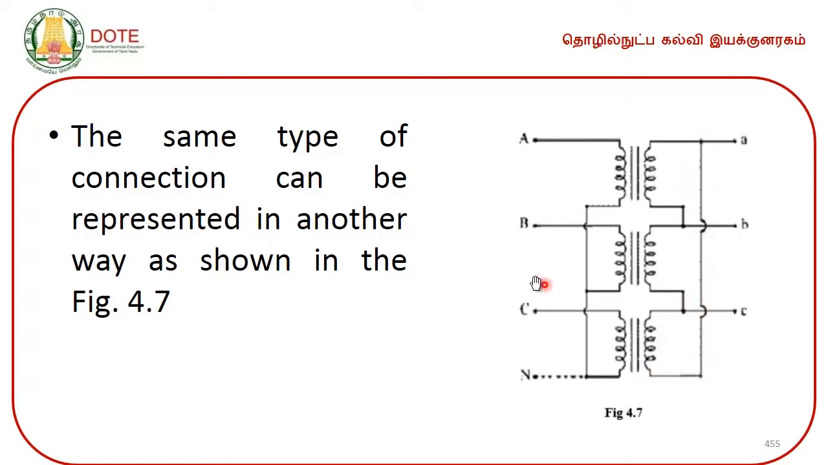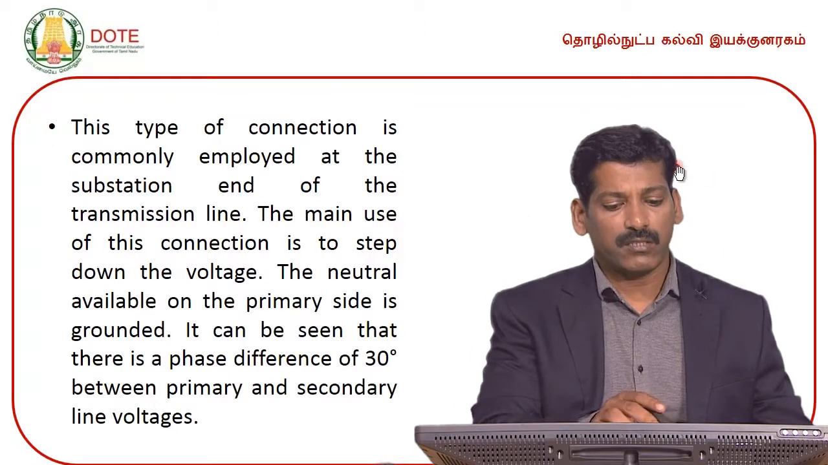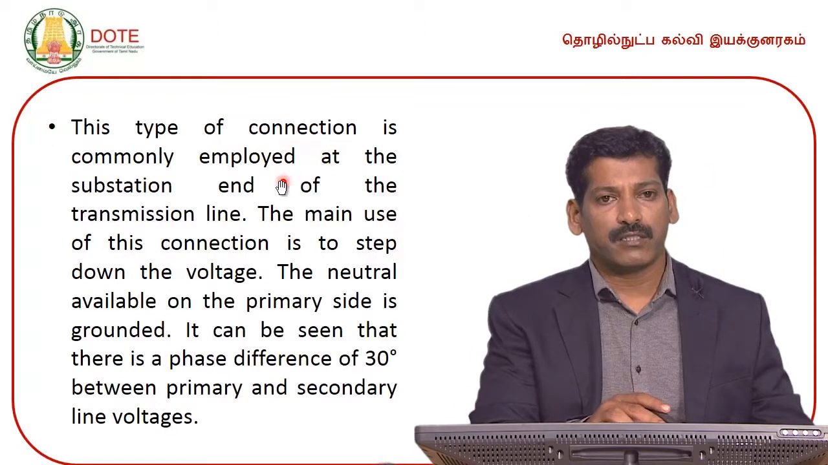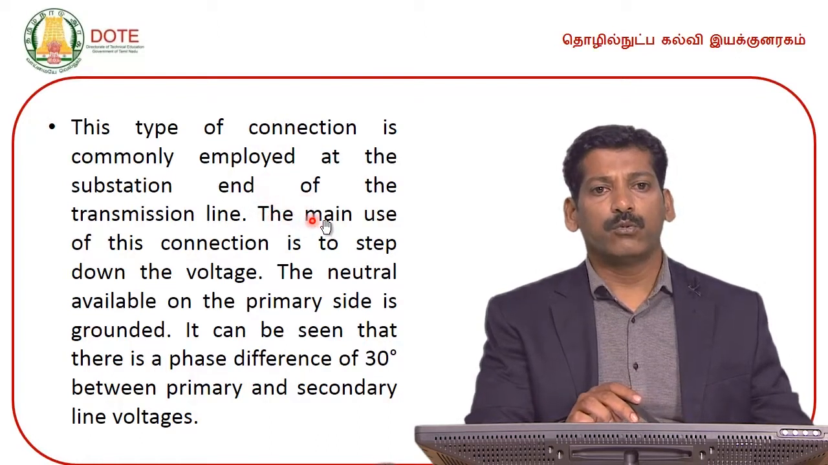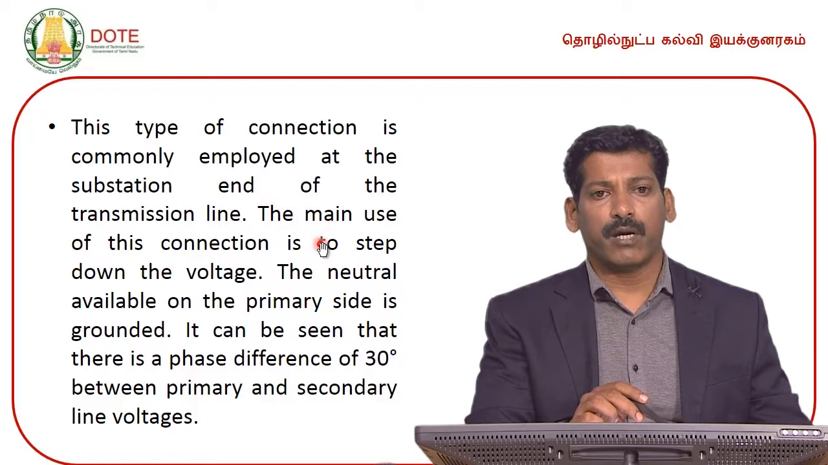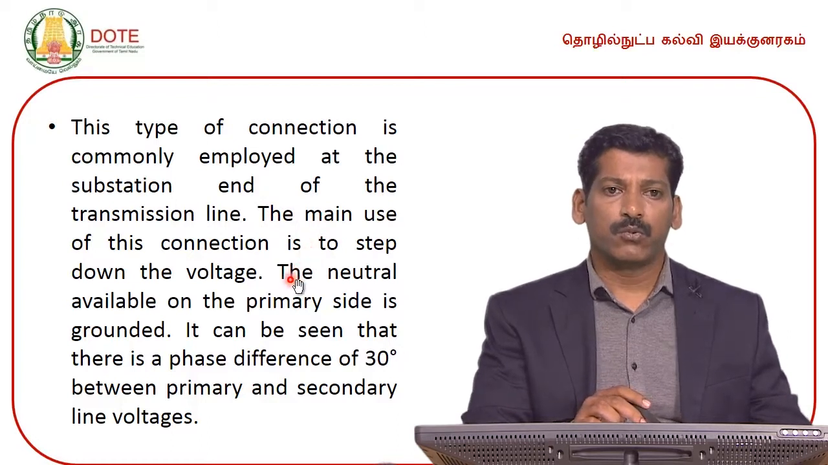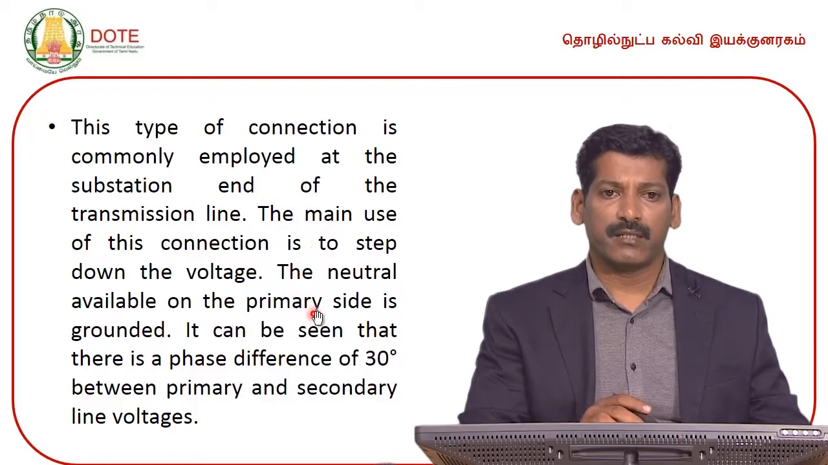So, this is star where the other ends of each phase are connected to a single point, whereas here they are interconnected with each other. So, the primary side is star, the secondary side is delta. This type of connection is commonly employed at the substation end of the transmission line. The main use of this connection is to step down the voltage. The neutral available on the primary side is grounded.